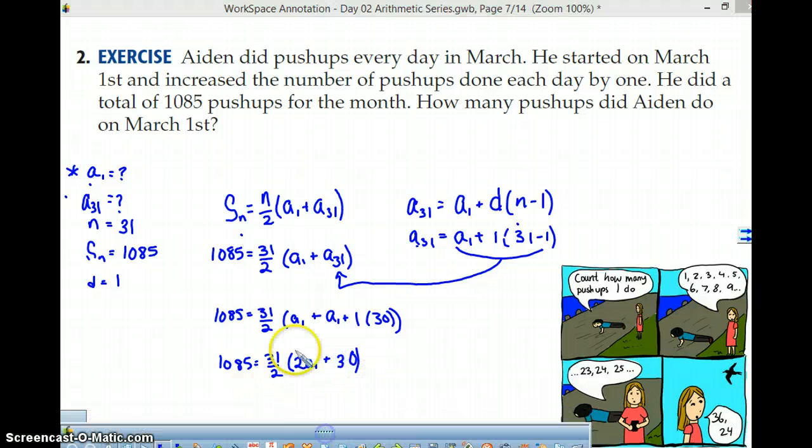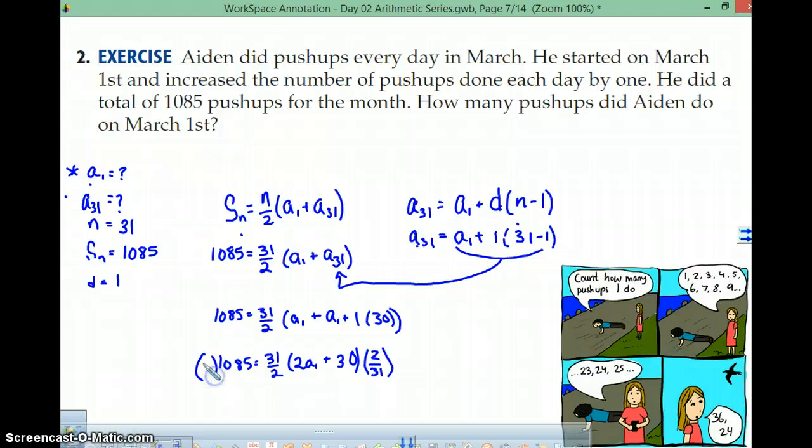Good. Now inverse, how do we get rid of this? Well, let's multiply by inverses. I'm going to multiply by 2 over 31. Multiply this side by 2 over 31. Okay. So this is going to cancel. This is going to cancel. So now I have, let me make this a little more clear. 2 over 31 times 1085 equals 2a sub 1 plus 30.